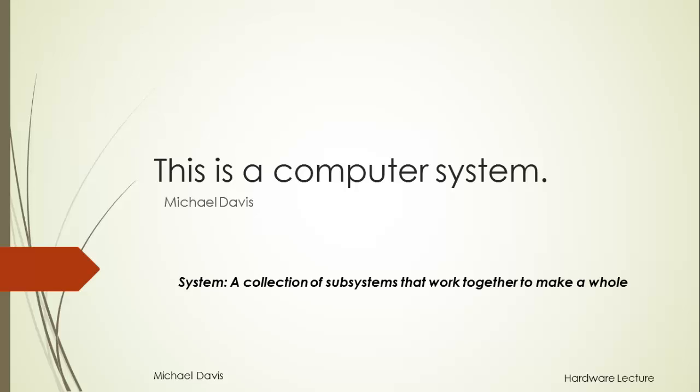Today we're going to talk about hardware, in particular the computer system and those components that go into making up the computer system. A system, definition, a collection of subsystems that work together to make a whole, produce a product, perform some process. And if you think about it, virtually everything can be viewed in terms of being a system.